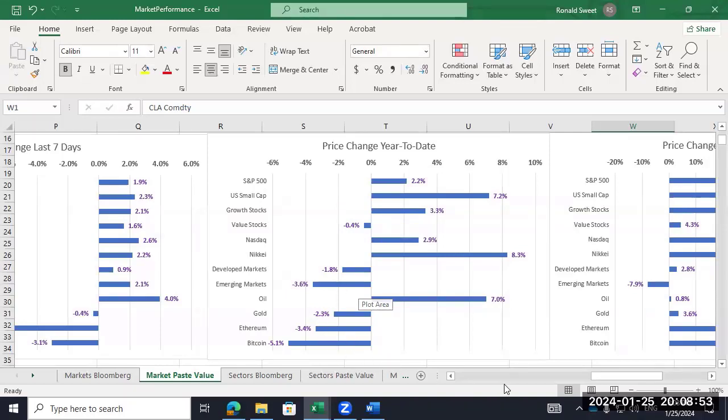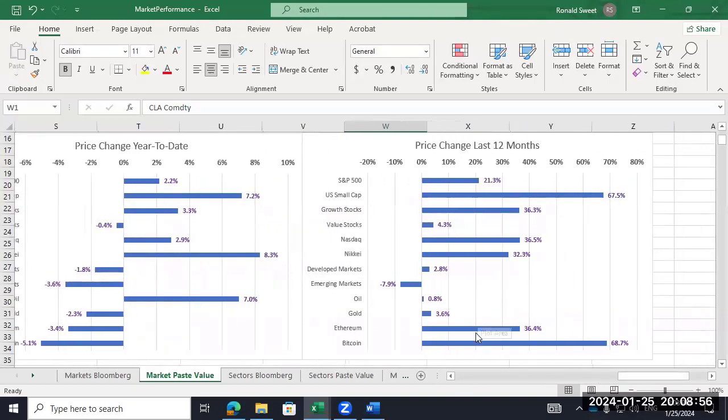I don't know why Bitcoin is down this year, but Bitcoin is up a bunch this last year. In emerging markets, how much of that is China? Because you've got China doing badly and India doing well. So China probably dominates that.